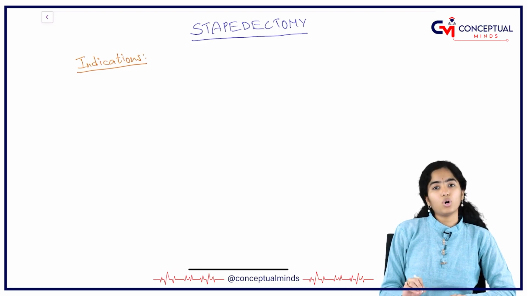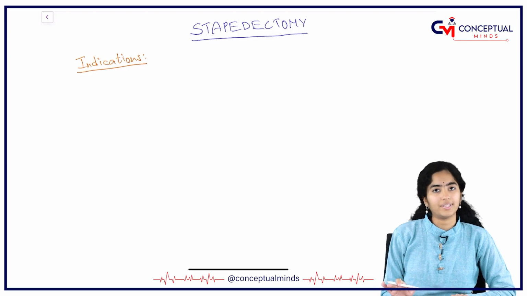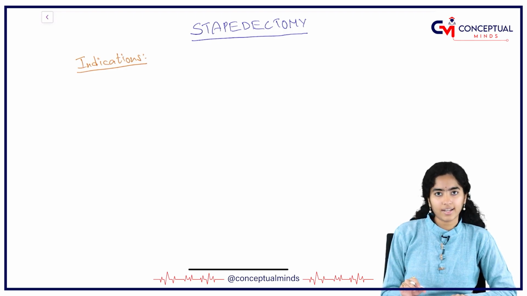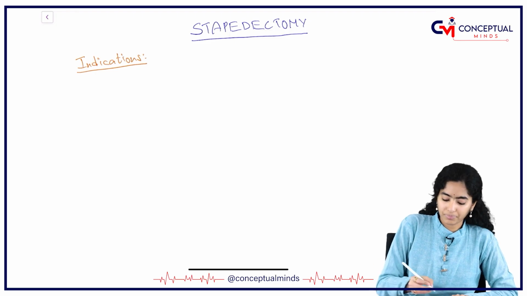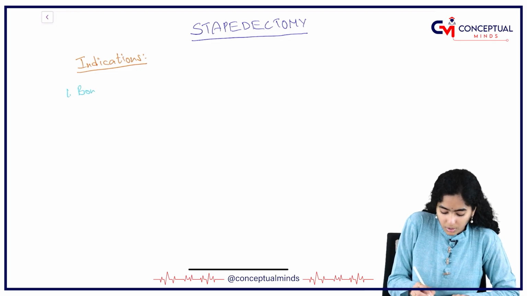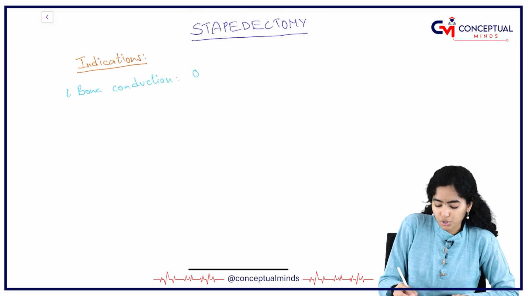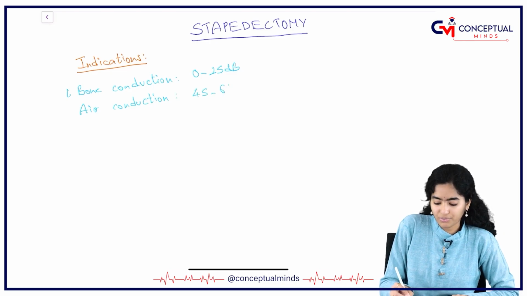First, the bone conduction of 0 to 25 decibels and air conduction of 45 to 65 decibels should be there. Anything lesser than that, a stapedectomy is not required. Hearing aids can be prescribed to the patient. So first is bone conduction loss should be 0 to 25 decibels and air conduction between 45 to 65 decibels.